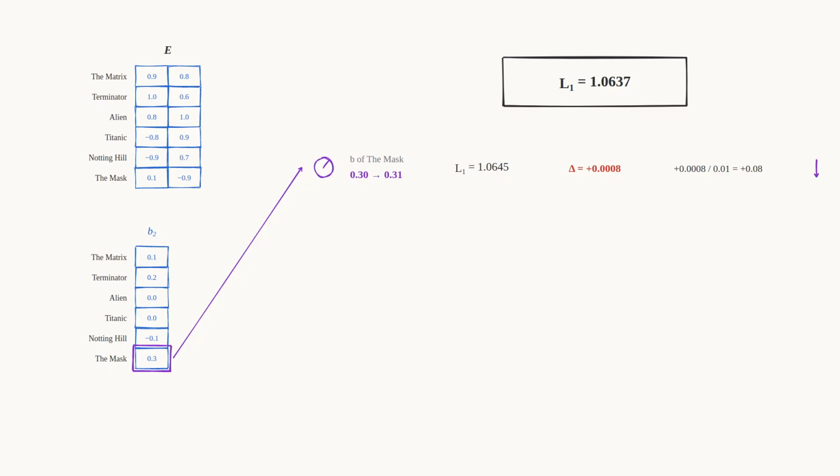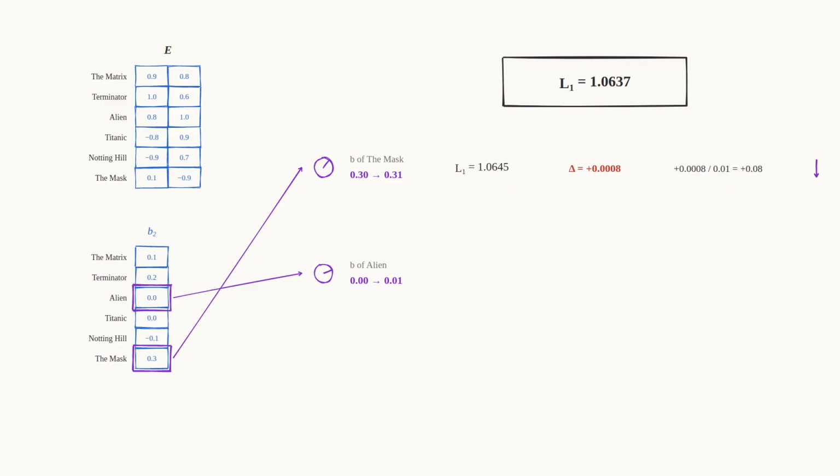Recompute the whole chain, the mask's score has grown. Softmax redistributed the chances, Alien's chance sagged a little. The readout, 1.0645. So the loss rose by 8/10,000ths. 2 takeaways immediately. First, this knob must not go up. It should be turned down. And second, a genuinely valuable number, the ratio, the change in the loss divided by the change in the knob. 8/10,000ths over 100th, plus 0.08. Let's hold on to that.